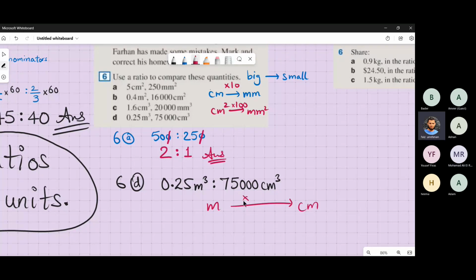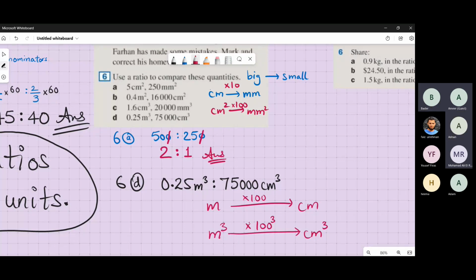Multiply by 100. Okay, but this is normal. Now we are going to deal with the cubic part. So the cubic part will be 100 times power 3, 100 power 3, which is 2,500,000.